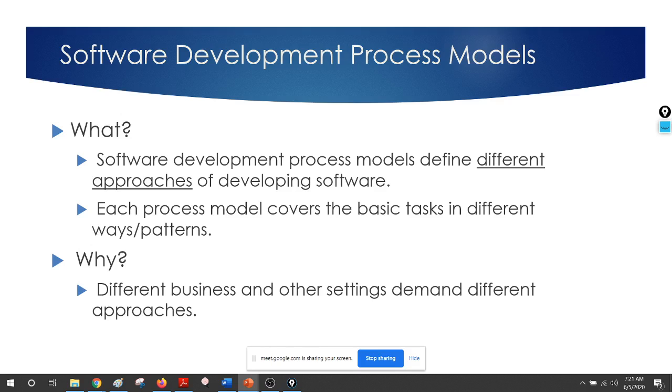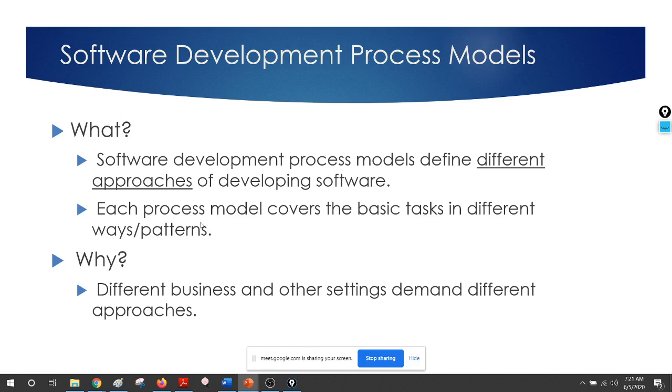Right? So what is a software development process model? A software development process model defines different approaches of developing software. That means how to do those tasks in different approaches. Okay, each process model covers the basic tasks in different ways or different patterns. So that is what I explained.